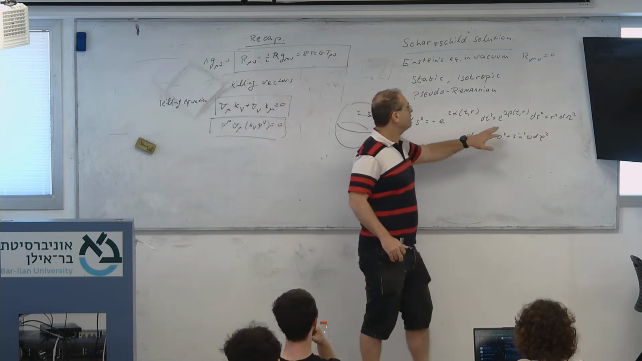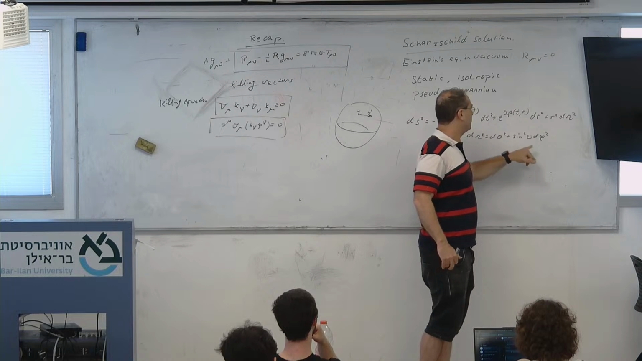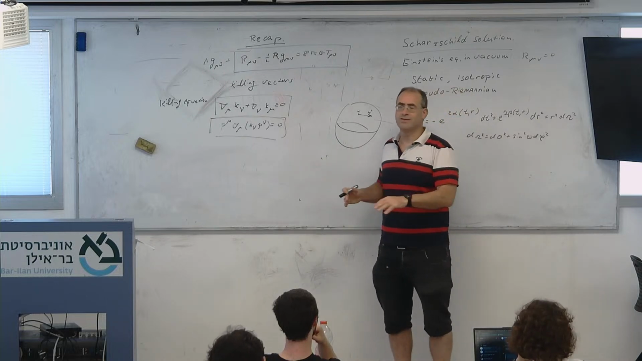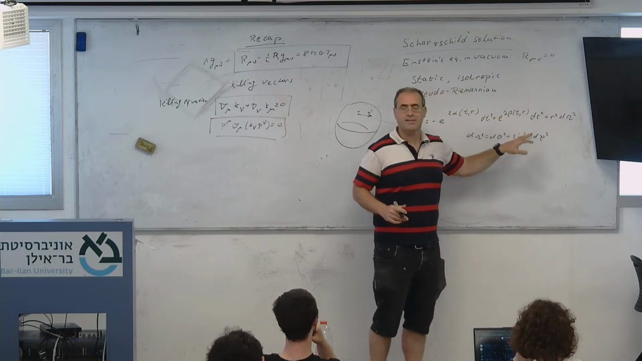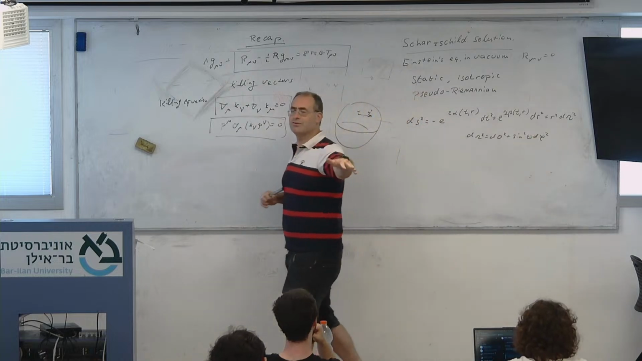I have four coordinates: theta and phi, which doesn't matter which one, and r and t. So I just said that there is a source of gravity, some radius r away from me.